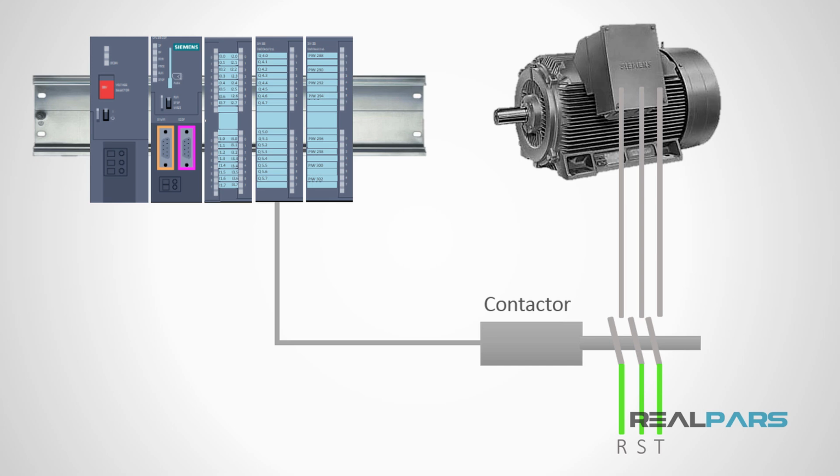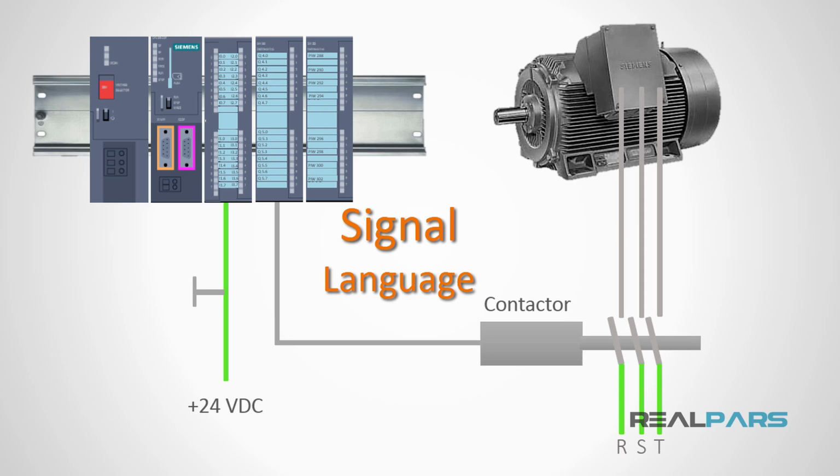But how does the PLC know exactly when to send the signal? Well, we can connect a momentary start push button to the PLC's input. And here, when we hit the push button, it sends a signal to the PLC's input module. This tells the PLC that we have sent a command. The PLC's language is known as signal language. It can't understand English, Spanish, or any other language. But the push button gives us the ability to talk to the PLC in a language it understands.